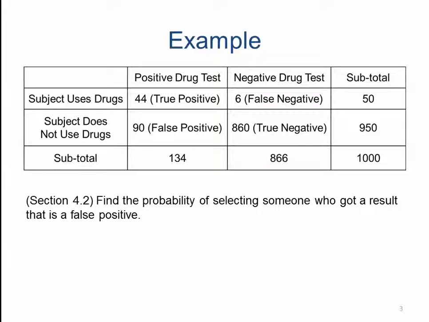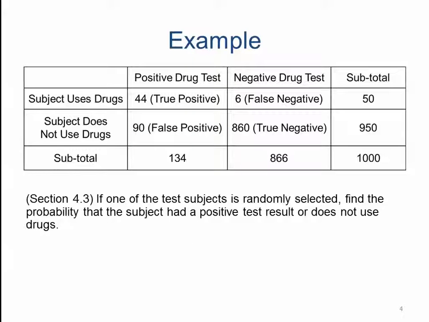We want to find the probability of selecting someone who got a result that is false positive. You can see 90 of them got false positive. So that probability is just 90 over 1000, which is 0.09. So that is simple. This is the classic approach to find the probability, which is the number of events divided by the number of the sample space.